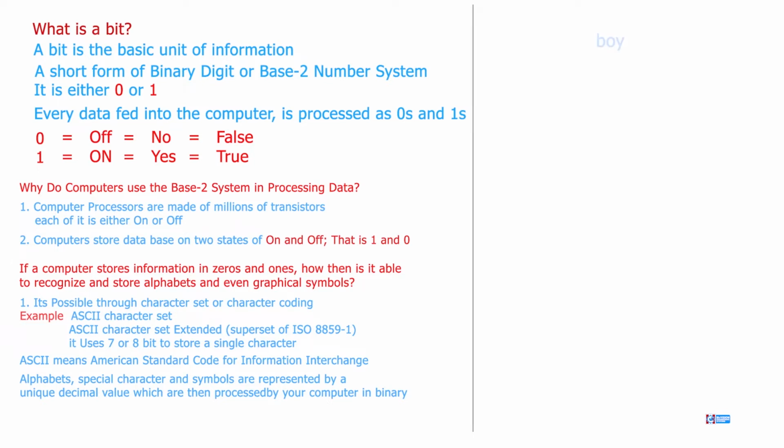For example, the word boy is understood by your computer in decimal as this. This is because the character, small b, is encoded by the computer as 98 in decimal, which is then converted and processed in binary as this. The character, small o, is also encoded by the computer as 111, which is converted and processed in binary as this. And lastly, the character, small y, is encoded by the computer as 121, which is then converted and processed by the computer in binary as this.